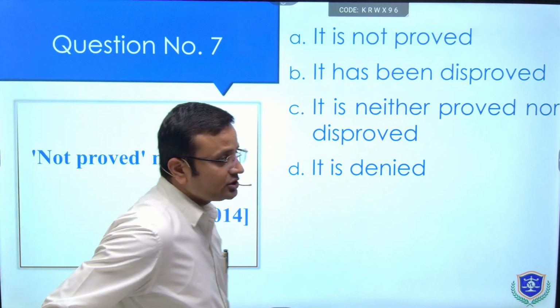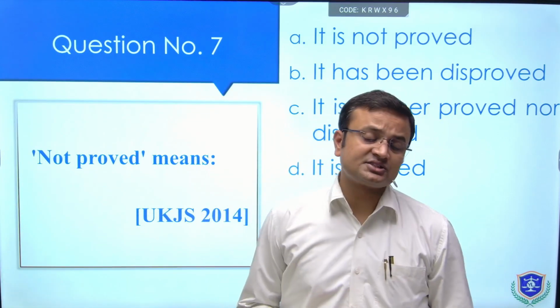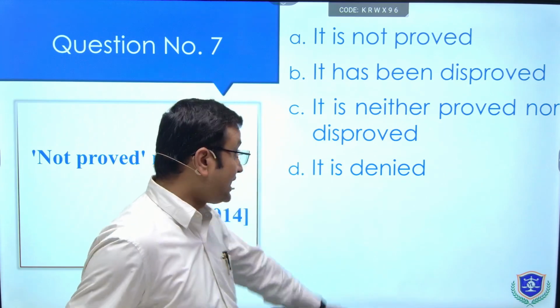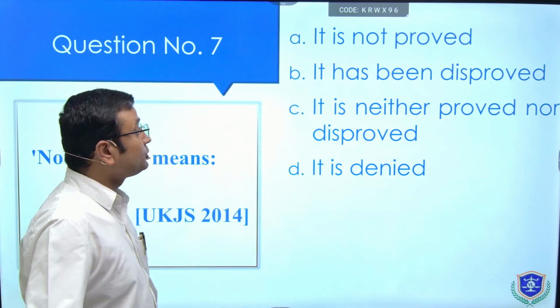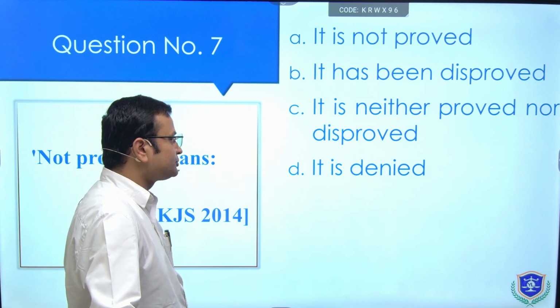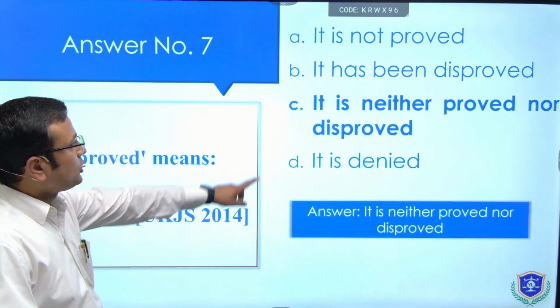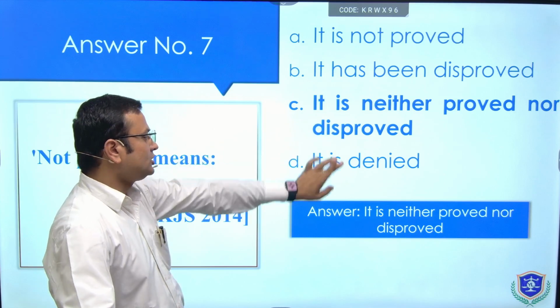And the next question is, what do you understand by the term not proved? And the options are, it is not proved, it has been disproved, it is neither proved nor disproved, it is denied. The correct option is C, it is neither proved nor disproved.